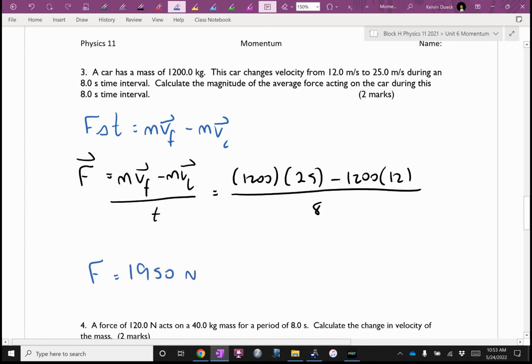If you pressed me pretty clearly, the direction would be forwards because the car sped up, but is that okay, Madison? If you got that, 2 out of 2, otherwise I would give you a half mark for that, half mark for the numbers, and a half mark for the answer.